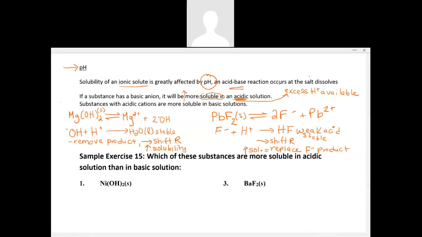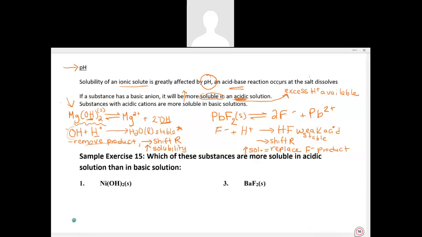This is because in acidic solutions, there's an excess of hydrogen ions available to interact with, in this case over here, the basic anion hydroxide. So we have hydroxide here. If we're in acidic solution, we in essence will remove some of that product, that OH, to form the stable liquid water here. So we're going to shift to the right, and overall we'll increase the solubility of our salt by doing so. It's like you're removing product and we're just invoking the rules of the Le Chatelier principle.